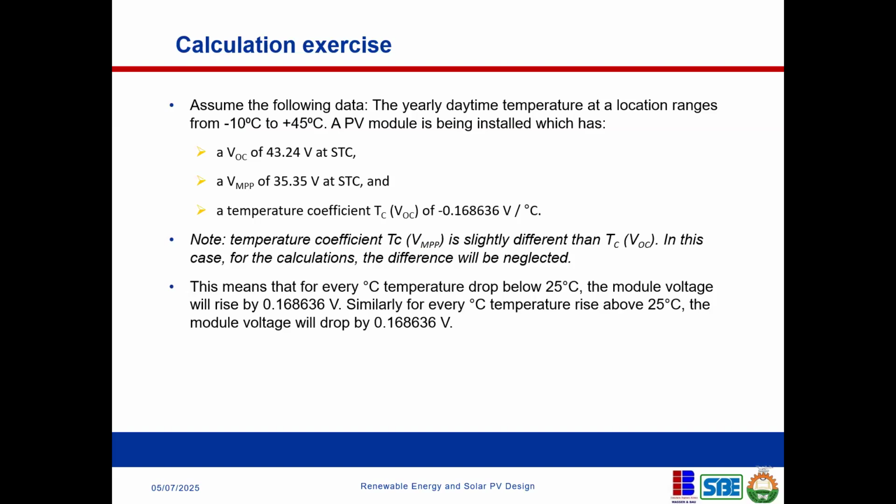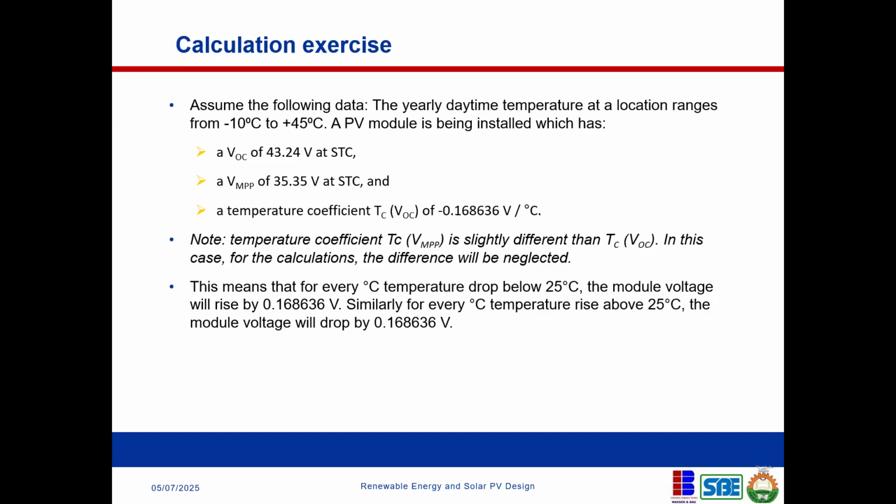So this is just a calculation exercise, and I will walk us through it. Assume the following data. The yearly daytime temperature of a location ranges from -10. Apparently, this is not Nigeria, okay? But to have -10, that is the lowest temperature you can get. And then, of course, it moves from -10 to plus 45 degrees centigrade.